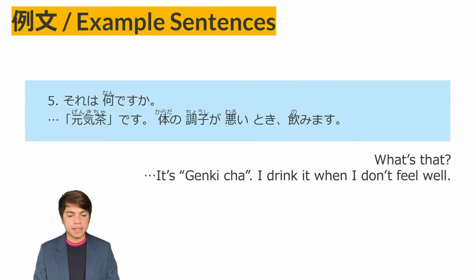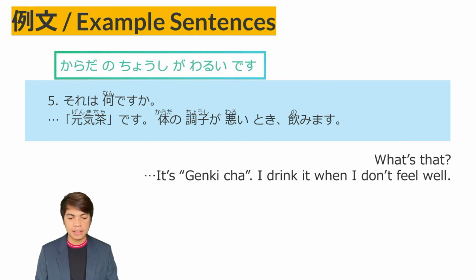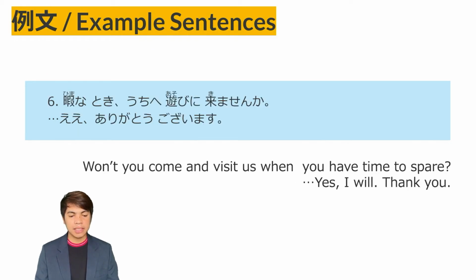Example sentence number 5. Sore wa nan desu ka? What is that? He said, genki cha desu. It's genki tea. Karada no chōshi ga warui toki nomimasu. From the sentence karada no chōshi ga warui desu, the plain form of warui desu is warui, remove desu, plus toki. When I don't feel good, nomimasu. So I drink this genki tea when I don't feel good. Example sentence number 6. Hima na toki uchi e asobi ni kimasen ka?